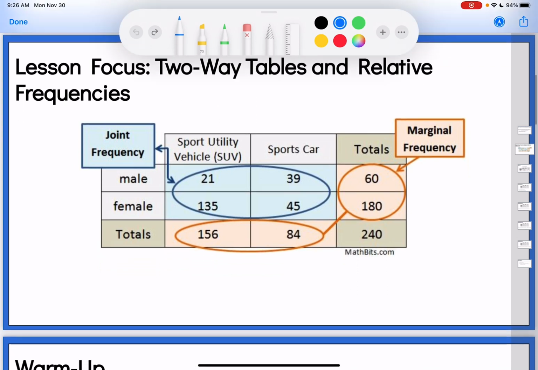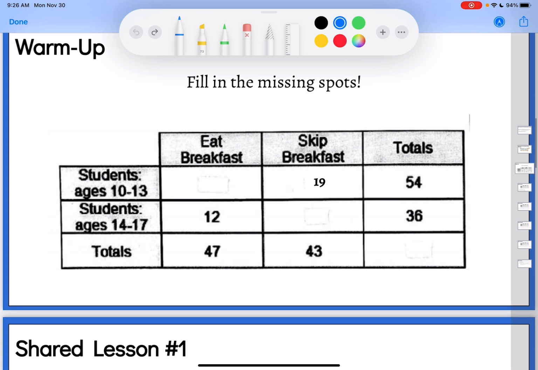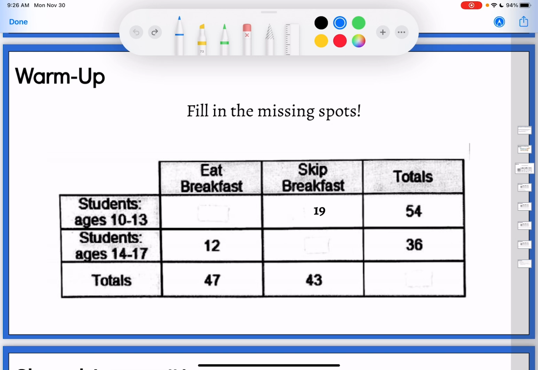Now the question is, how do we use these? Sometimes we don't have all of the data, but we can use what we have to fill in the blanks. So remember again, these marginal frequencies: this guy down here, these are the totals going across the rows. These guys are the totals coming down the columns, and then this would be the grand total over here in the corner. So I would guess you would be able to fill in those missing spots based off of what we know already. So pause your video and see if you can fill in those 3 missing spots.